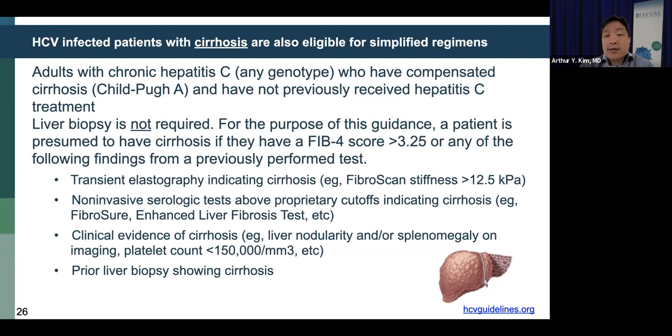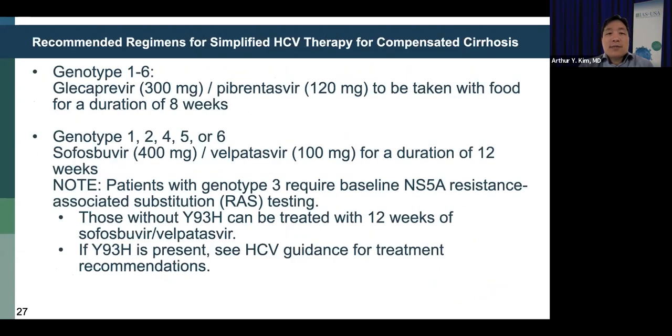But looking on physical exam for evidence of cirrhosis, I should hesitate, being an infectious disease expert teaching on liver disease with a hepatologist in the room. A prior liver biopsy showing cirrhosis is usually enough as well to qualify for cirrhosis. And so the regimens with cirrhosis are pretty much GP, as I showed you earlier. You can use it for 8 weeks now for patients naive to therapy.